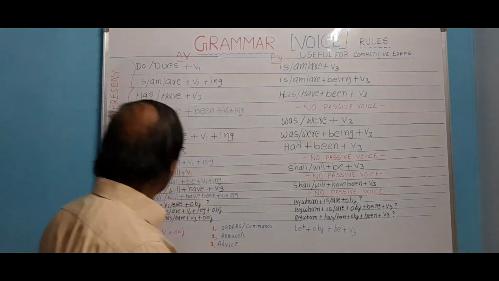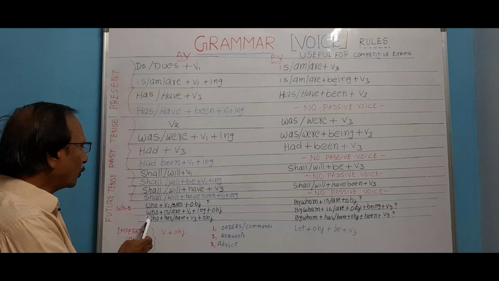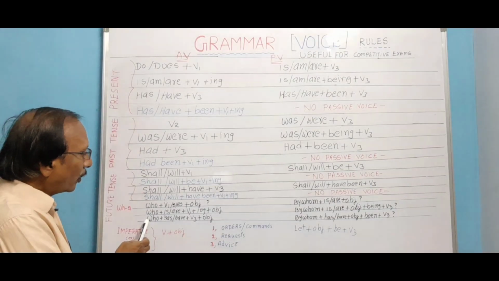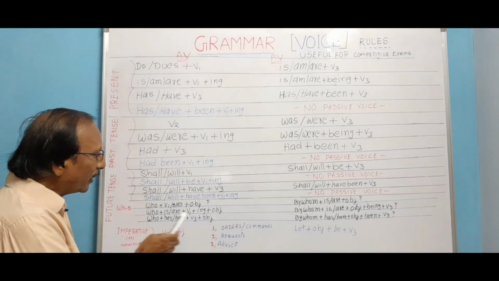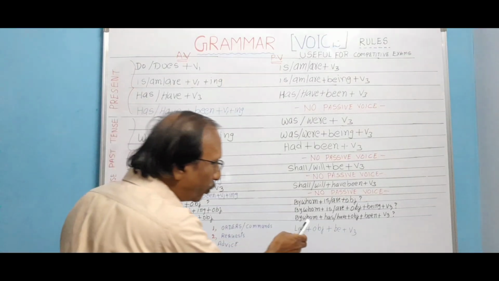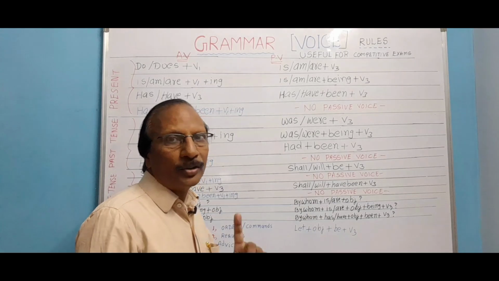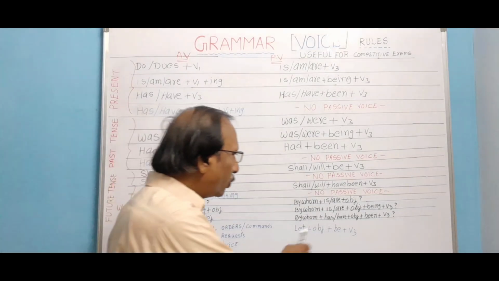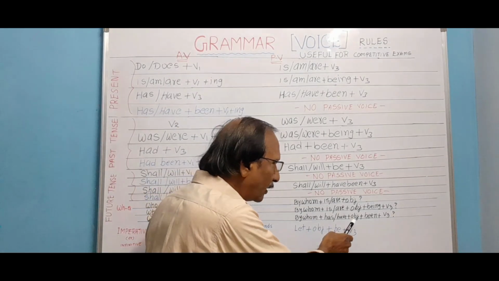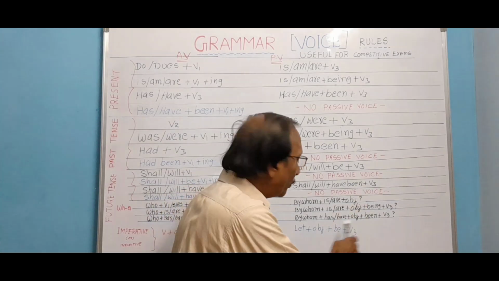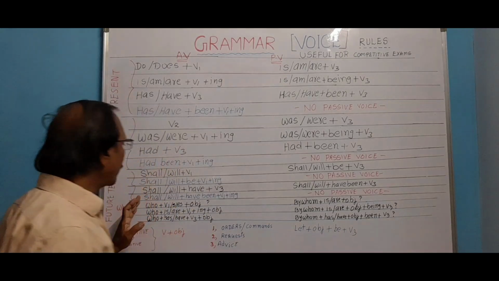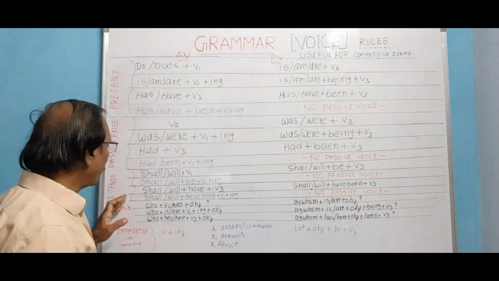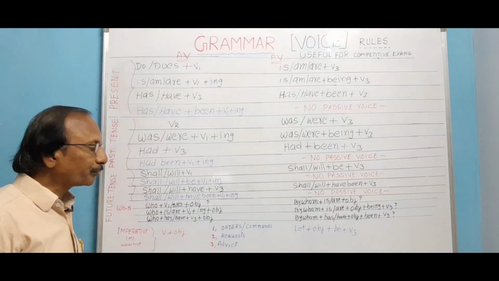We have to write it. Next, suppose: who has written letter. By whom has... letter means one, singular, third person singular, that is why: by whom has the letter been written. Like this, we can change from active voice to passive voice in present perfect of WH questions.